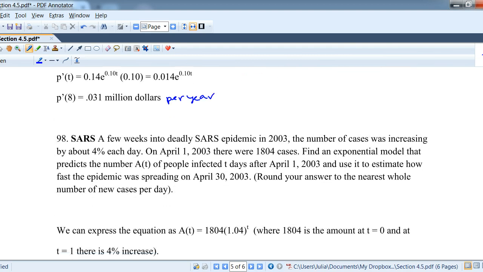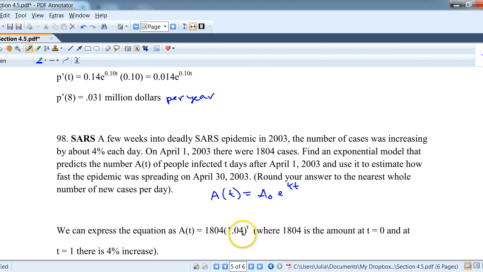Now you do have a choice how you set up the exponential. You could have used A of t equals A0 e to the kt, but in that case usually you have to solve for k. Sometimes it's close to the percentage, sometimes it's not. Or we can come up with a different base, just as practice. So notice it's the same initial amount, A0, which is 1804. That's how many we started with.